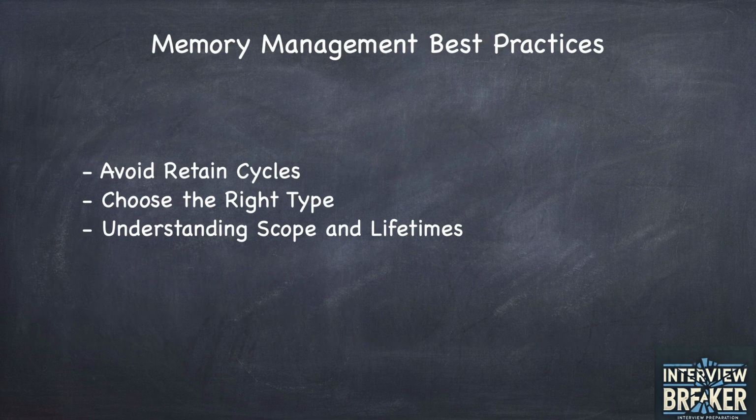Memory management, best practices. Avoid retain cycles. Use weak or unowned references where appropriate. Be cautious with closures capturing self. Choose the right type. Use structs for simple data models that don't require inheritance. Use classes when you need reference semantics or to inherit behavior. Understanding scope and lifetimes. Variables on the stack are deallocated automatically when they go out of scope. Heap allocations persist until all references are released. Be mindful of long-lived references that can lead to increased memory usage.